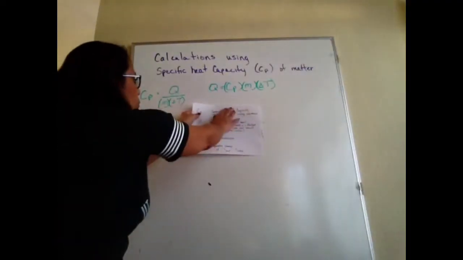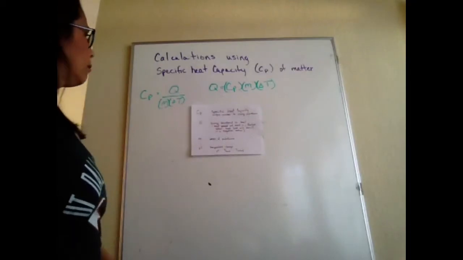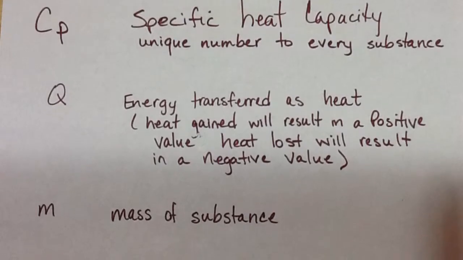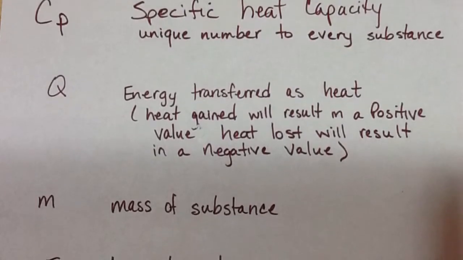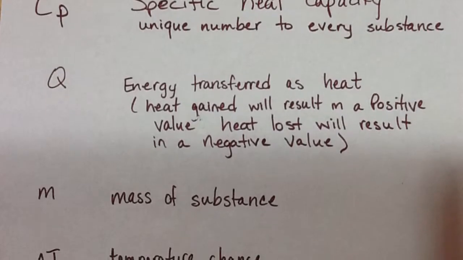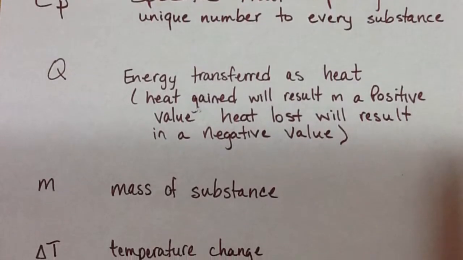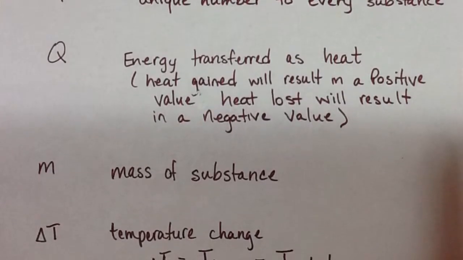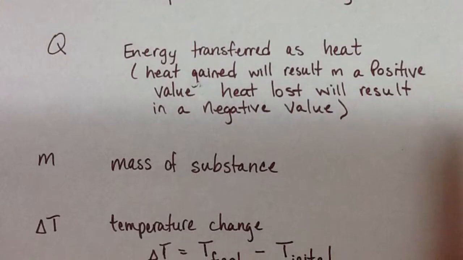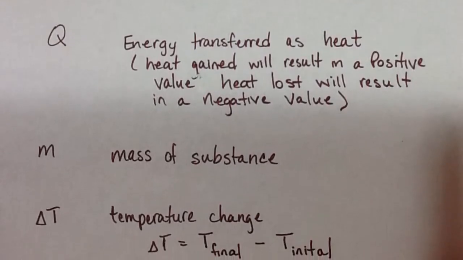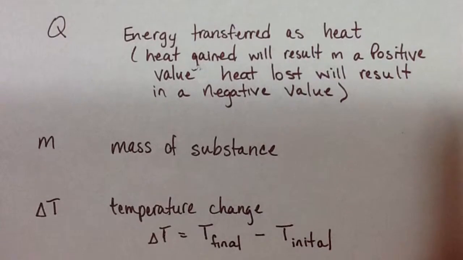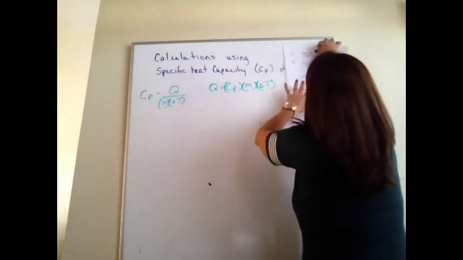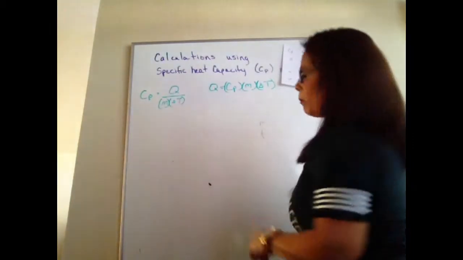Here is really quick what they mean. Cp is the specific heat capacity, that's that unique number. Q is the energy transformed as heat, whether it's heat gained, that'll give you a positive number, or heat loss, that'll give you a negative number. The M is the mass of the substance, and delta T is the temperature change, which we can calculate as delta T is equal to temperature final minus the temperature initial. I'm going to leave this up here on the side so you can go back and refer to it as we do different examples.